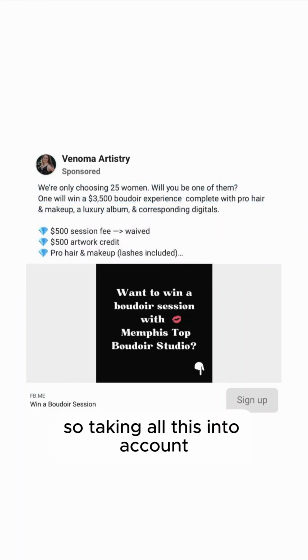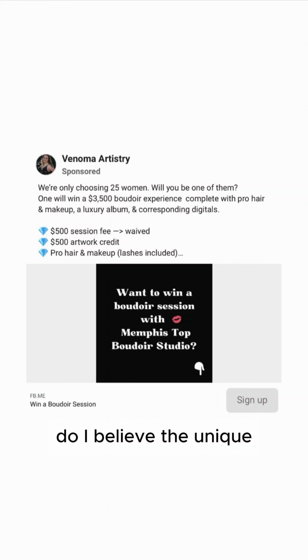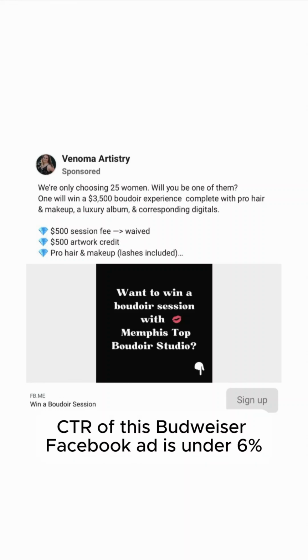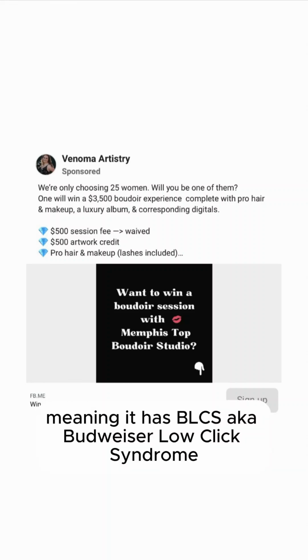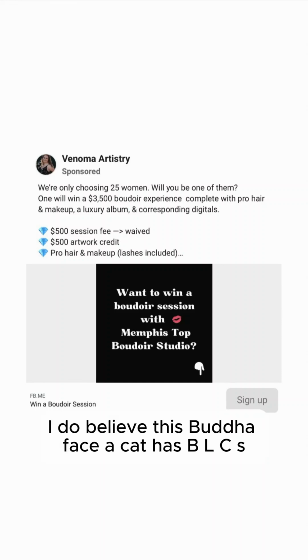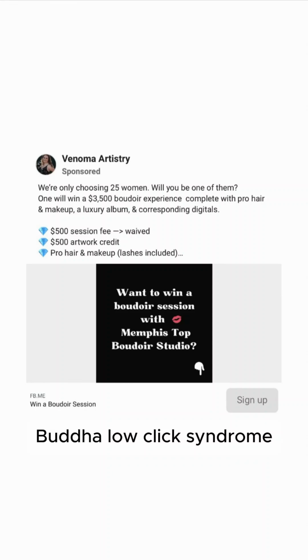So taking all this into account, do I believe the unique CTRL of this Boudoir Facebook ad is under 6%, meaning it has BLCS, aka Boudoir low click syndrome? Yes, I do believe this Boudoir Facebook ad has BLCS, Boudoir low click syndrome.